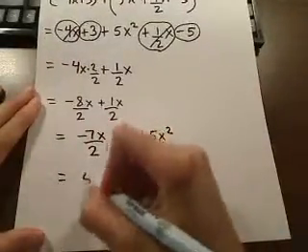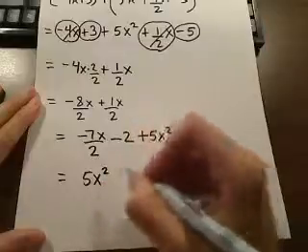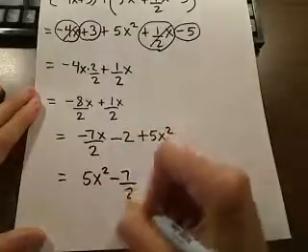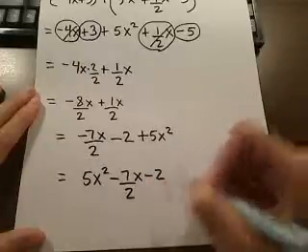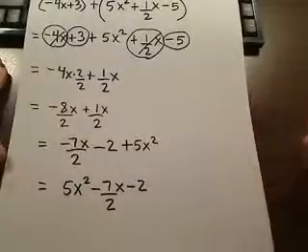If they had asked for this to be written in descending order, then we would write it as 5x squared minus 7/2 x minus 2. But either of these answers are going to be correct here. And that's it.